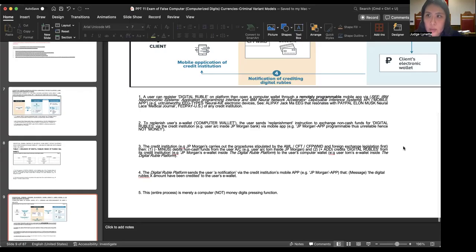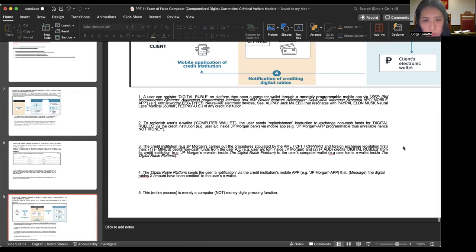It is not money. The credit institution JP Morgan carries out the procedure stipulated by various standard laws like anti-money laundering, the Money Act, and so forth, and the foreign exchange legislation, and then it debits the non-cash funds from the user account inside JP Morgan and credits the digital rubles from the credit institution JP Morgan's e-wallet inside the digital ruble platform to the user's computer wallet.